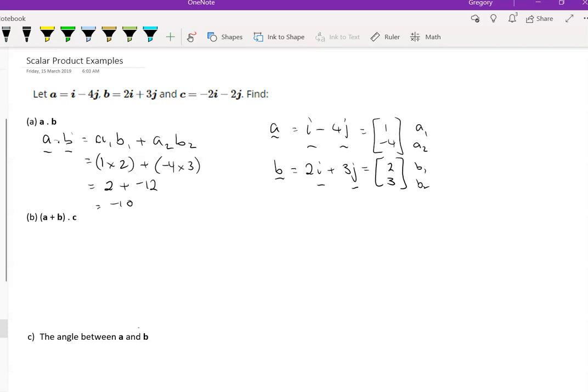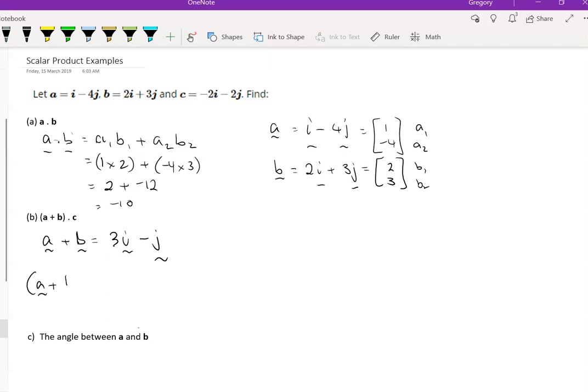If we look at this second example, A plus B scalar product with C. Just like in most problems, if you see something in brackets, you do it first. So A plus B, we'll do that first. That's going to be equal to I plus 2i is 3i, and then negative 4 plus 3 is negative 1. So A plus B is going to be equal to that.